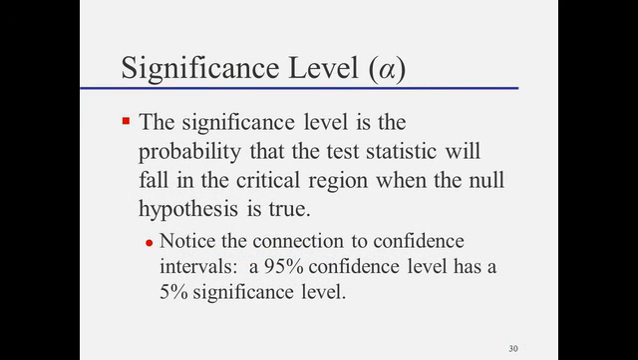We've seen alpha before. We know that alpha stands for the area in the tails. In this chapter, we learn that alpha is called the significance level. It is the probability that the test statistic will fall in the critical region when the null hypothesis is true. And again, like before in confidence intervals, it's connected to the confidence level. So a 5% significance level corresponds to a 95% confidence level.